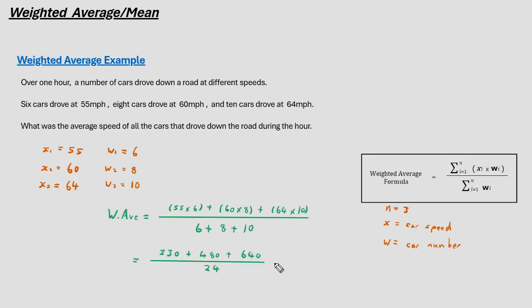And when we work this out, if we round it to 2 decimal places, we get an average speed of 60.42 miles per hour. So working out the weighted average, we have the average speed of all the cars that drove down the road in 1 hour, driving at their respective speeds, and the average is 60.42 miles per hour.